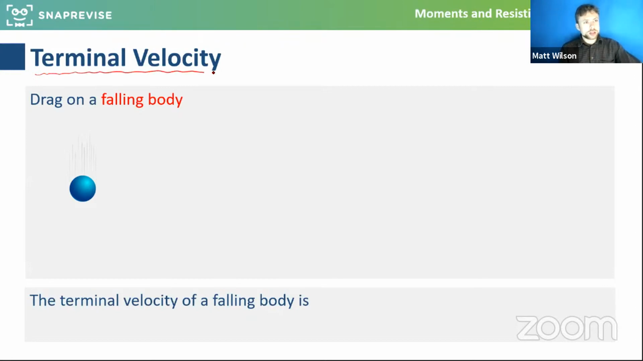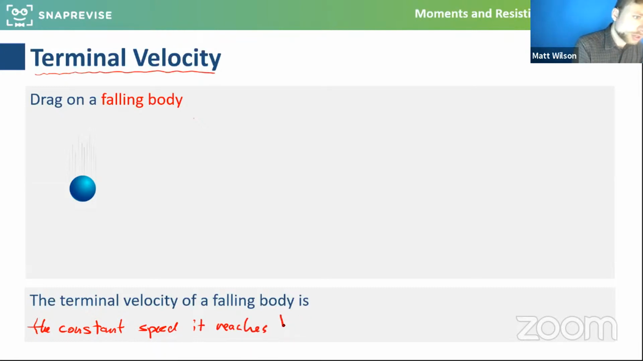So I'm going to give away the punchline before we actually talk about the process, just so you know what we're aiming for. So I'm going to define the terminal velocity first. The terminal velocity of a falling body is the constant speed it reaches because drag is equal to weight.